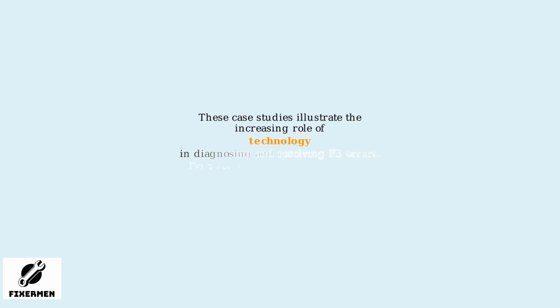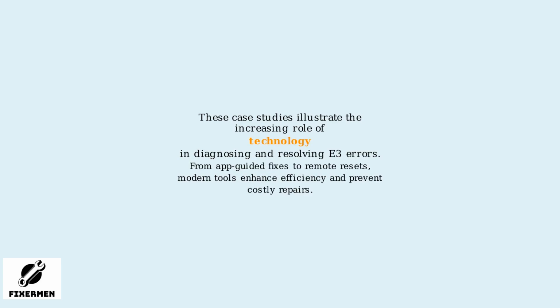These real-world examples clearly demonstrate the increasing role of technology in diagnosing and resolving Carrier E3 errors. Whether through app-guided troubleshooting, remote resets, or predictive analytics, modern tools are enhancing efficiency, reducing repair costs, and preventing more serious system failures.